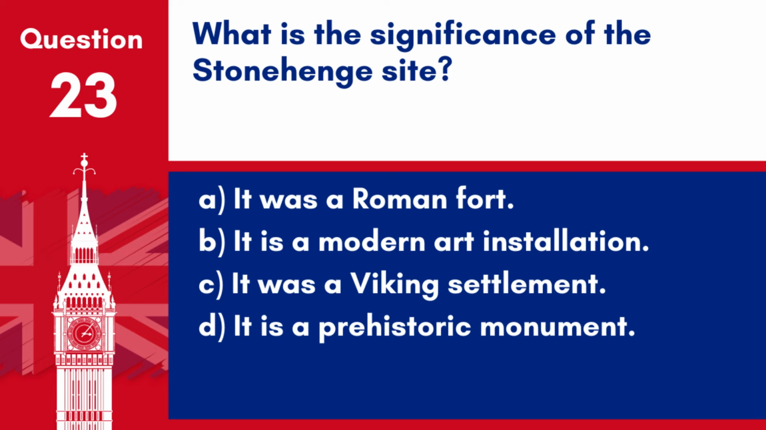Question 23. What is the significance of the Stonehenge site? A. It was a Roman fort. B. It is a modern art installation. C. It was a Viking settlement. D. It is a prehistoric monument. Answer: D. It is a prehistoric monument. Stonehenge is one of the most famous sites in the world, known for its circular arrangement of massive stones, and its purpose remains a topic of research and debate.